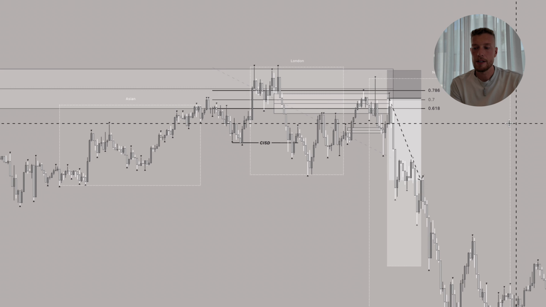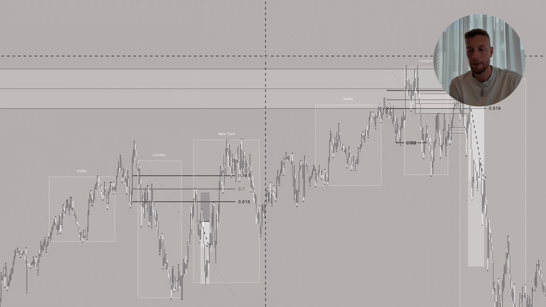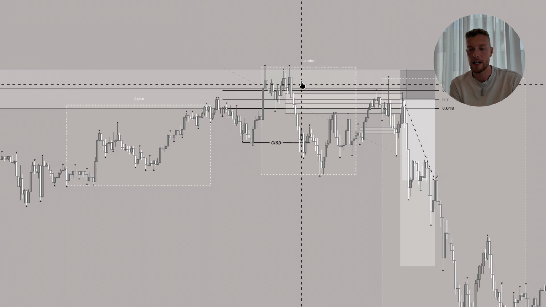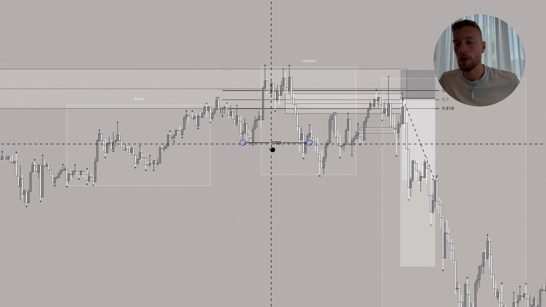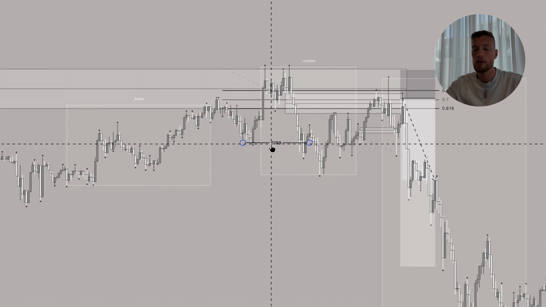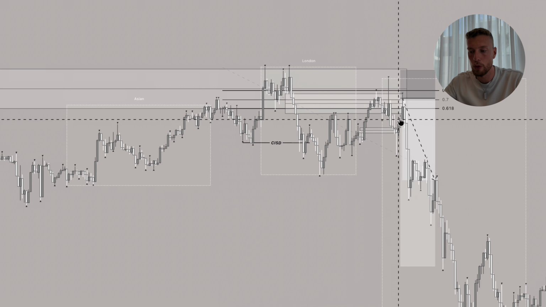This entry here, we tapped into a higher time frame fair value gap again, and we actually had a nice reaction down, changing structure to the downside. So a market structure shift, changing market structure, whatever you want to call it. And then all I was doing was waiting for a retracement back up into this area.